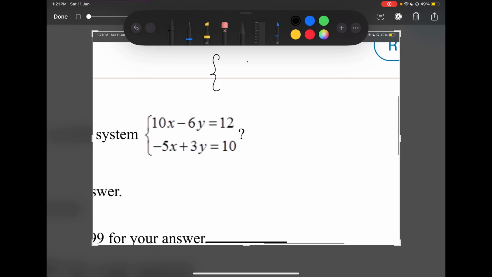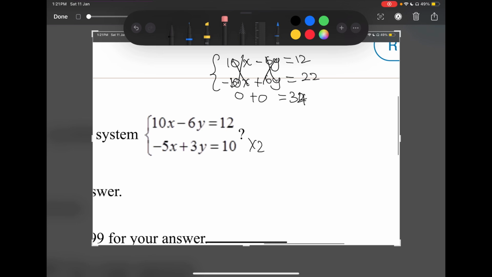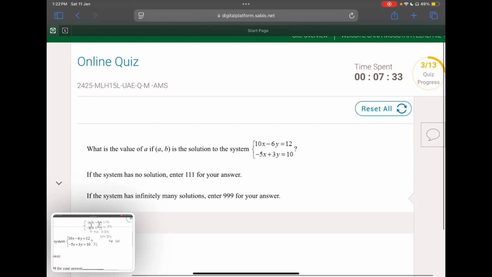So we want to find x, so we're going to have to eliminate y. So we're multiplying down by 2. So 10x minus 6y equals 12. Negative 5, sorry, negative 10, because we're multiplying by 2. Negative 10x plus 6y equals 22. Get rid of x, get rid of y, because 0 plus 0 equals 34. Okay, so that means 0 equals 34, which is no solution. So here is where we're going to put 1, 1, 1.